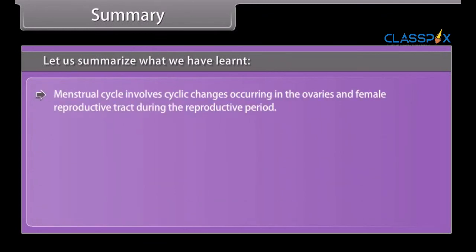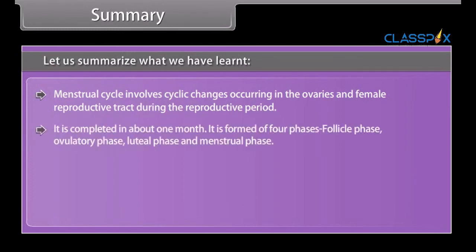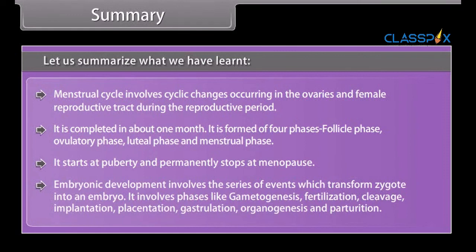Menstrual cycle involves cyclic changes occurring in the ovaries and female reproductive tract during the reproductive period. It is completed in about 1 month. It is formed of 4 phases: follicle phase, ovulatory phase, luteal phase, and menstrual phase. It starts at puberty and permanently stops at menopause. Embryonic development involves the series of events which transform zygote into an embryo. It involves phases like gametogenesis, fertilization, cleavage, implantation, placentation, gastrulation, organogenesis, and parturition.